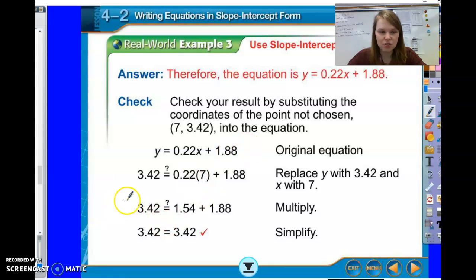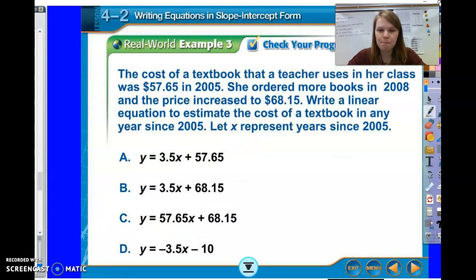And that's just checking it. So pause right here if you want to check your work. Now you try. Pause right here, see what you can do. I'm going to move on and go ahead and talk through this one.